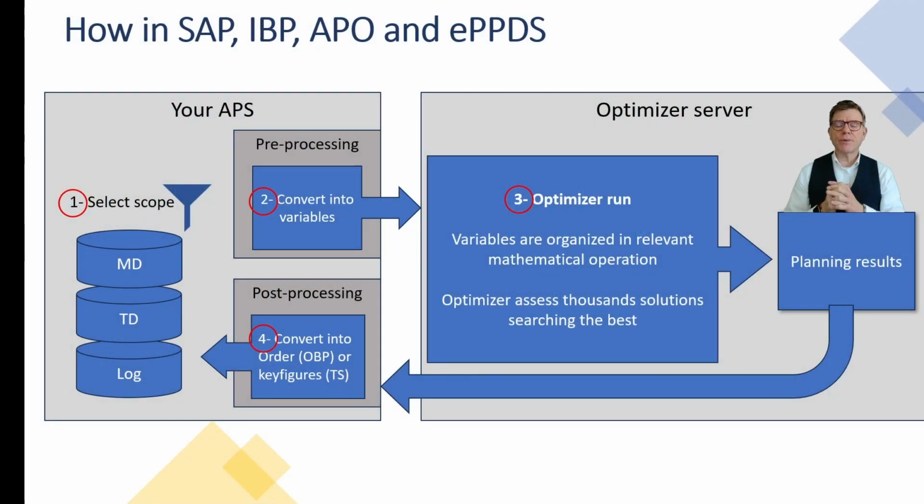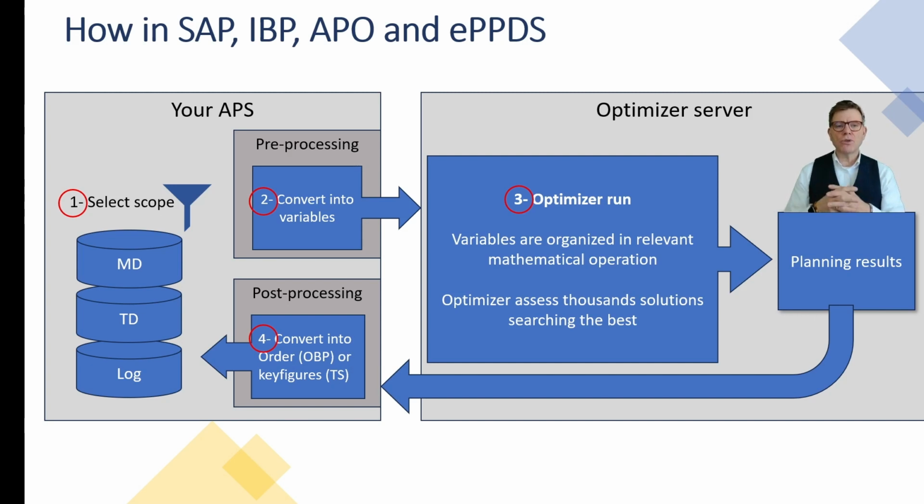Here in these slides, I'm presenting the data flow during an optimization session. First, the data are extracted on the very left here in the slide. Then they are converted into variables before they are delivered to the optimizer server. The optimizer server runs and generates planning results, and those planning results return to your APS and get converted back into understandable elements in your APS, meaning orders if it's order-based planning, OBP, or key figures in time series if it's time series planning that you are using.